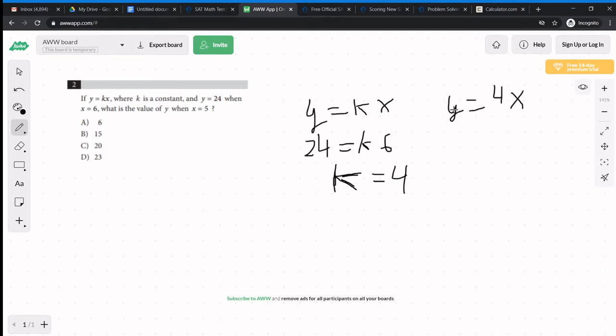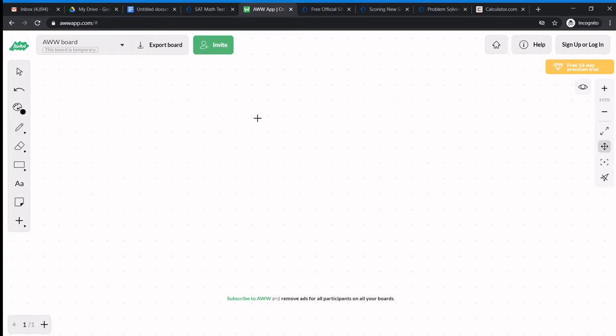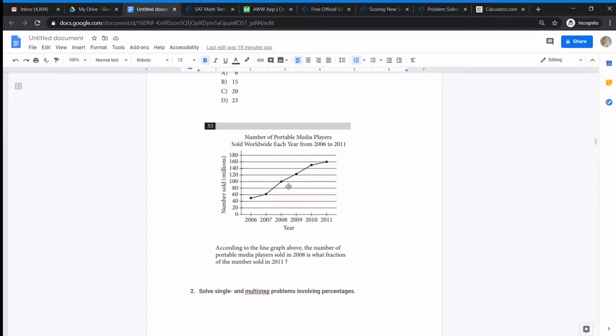Y is always going to be 4 times x. So if we get x equals 5, we just know y is going to be 20. 4 times 5. Pretty simple. A lot easier than the last one, and still technically falls under the same section.